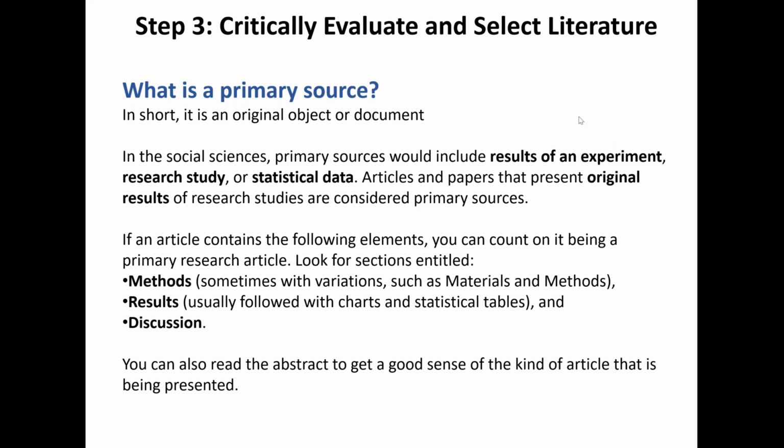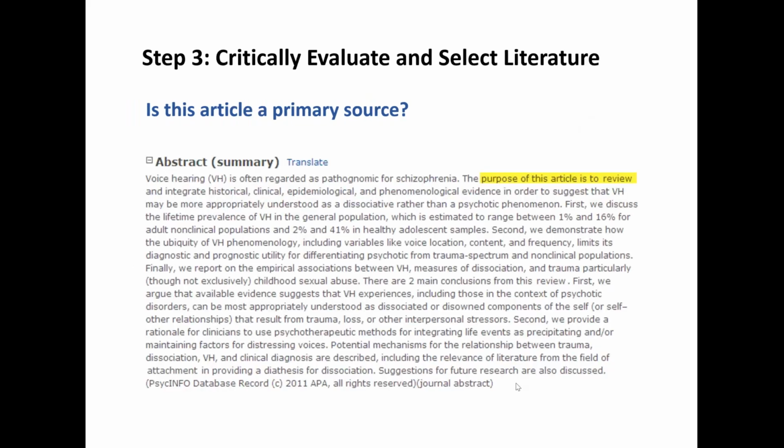You can read an abstract usually to get a good sense for what kind of article you're looking at, right? So here I've got an example of an abstract. And if you skim over it really quickly, is this a primary source? No, because it looks like this particular article is reviewing previous research.